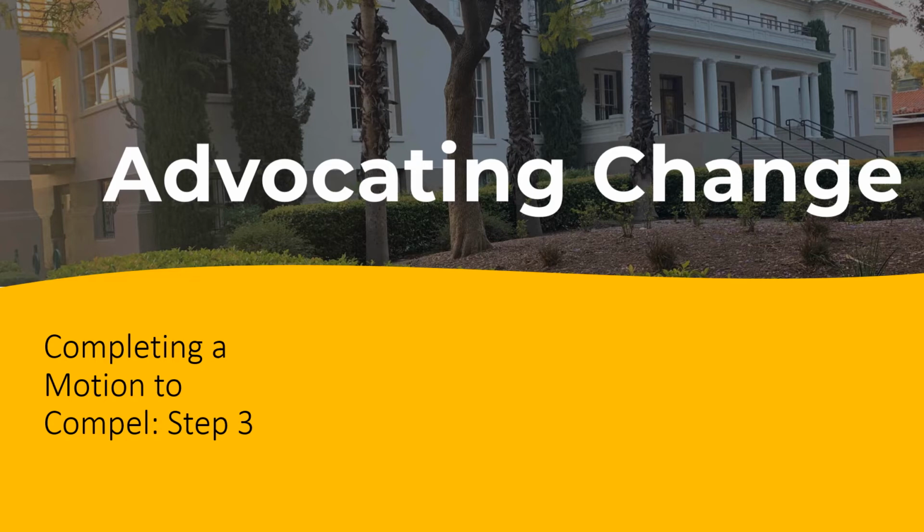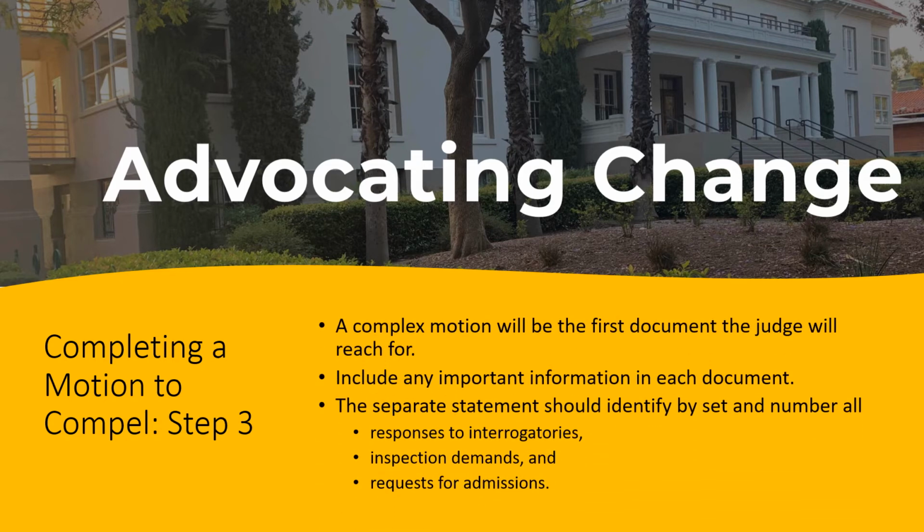Completing a motion to compel. Step 3. Create a separate statement. In the event of a complex motion, you should complete this step. If you find that this is not the case for you, then you may proceed to step 4. A complex motion will be the first document the judge will reach for.